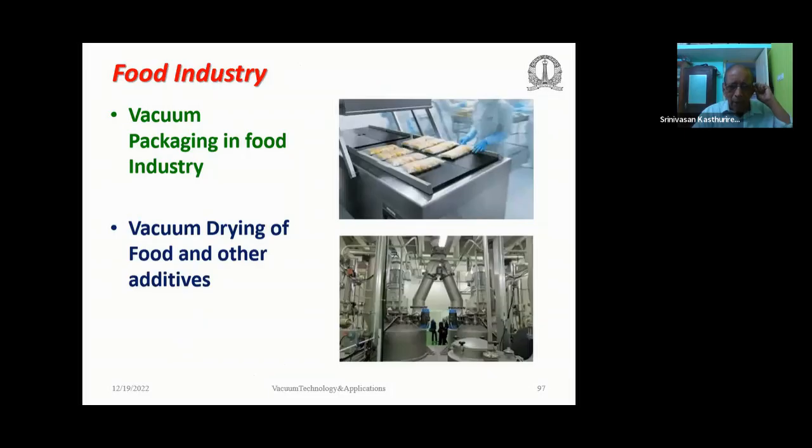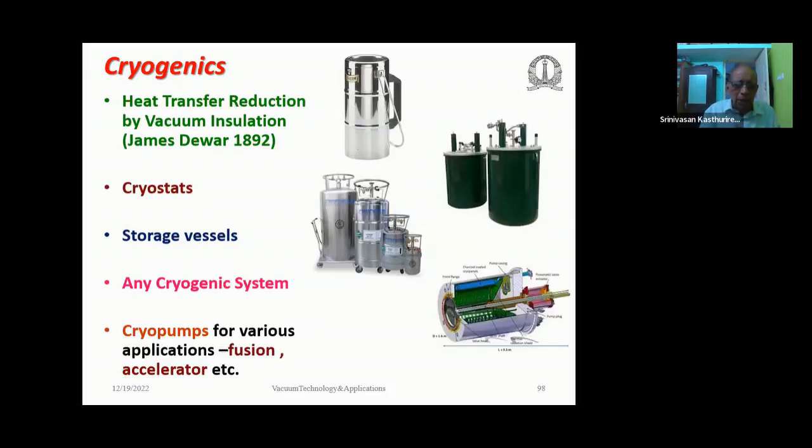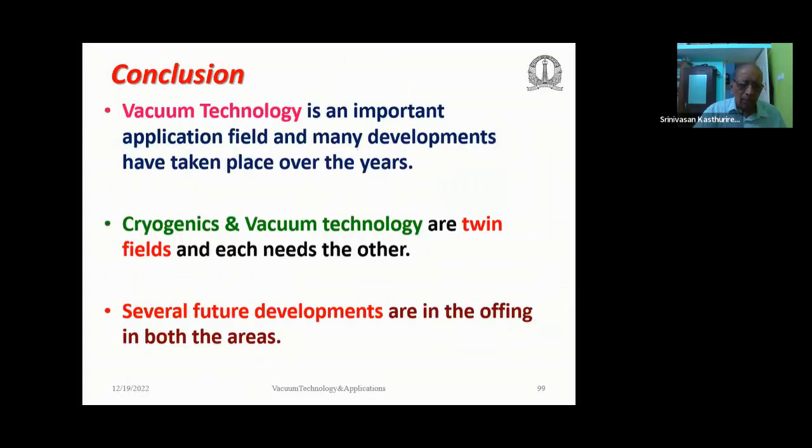We'll discuss again. We developed zirconium nitride based sensors using the sputtering process. Vacuum is useful in the food industry, food packaging, for example. Vacuum packaging is possible, food drying is possible. And then in cryogenics, you require vacuum technology because, as you can see, the heat transfer is considerably reduced by using vacuum. So there are cryostats, storage vessels; any cryogenic system requires vacuum. For example, cryopumps are used for various applications like fusion, accelerators, etc.